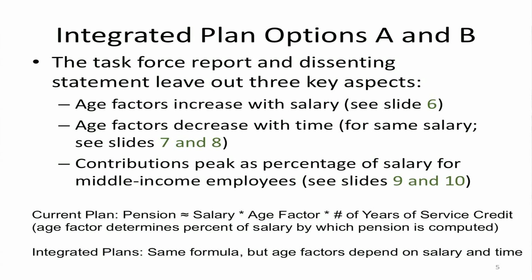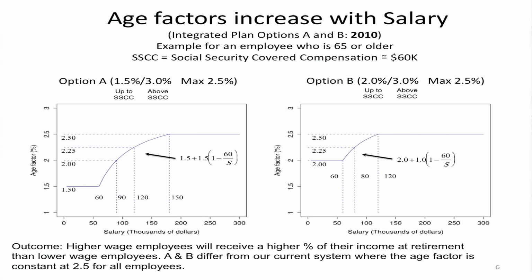So, the first feature is that the age factors increase with salary. So, this is for option A and this is for option B. For simplification, I am just going to focus on option B. So, what this says is that if people were to retire in 2010 and if you were 65 or older, then people who are earning 60,000 or less will retire with an age factor of 2.00 instead of 2.50. So, that is a 20% reduction. And people who retire with salaries of 120,000 or more, they will retire with the same factor 2.5. So, there are no benefit cuts for them.